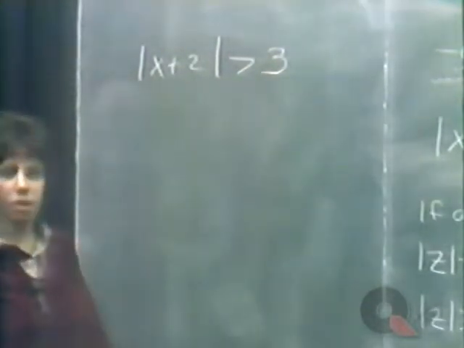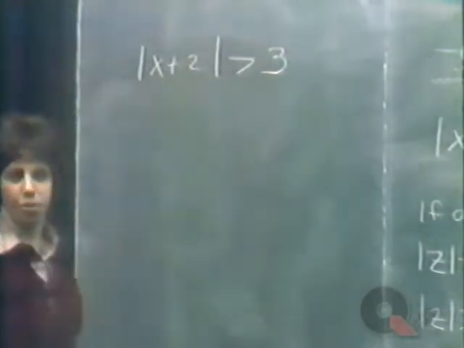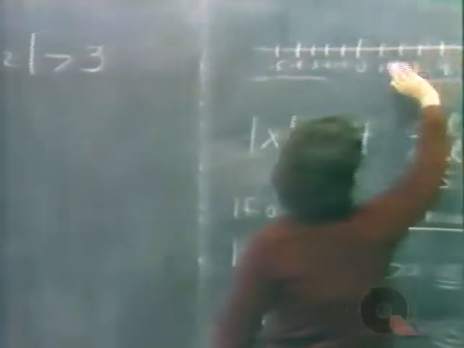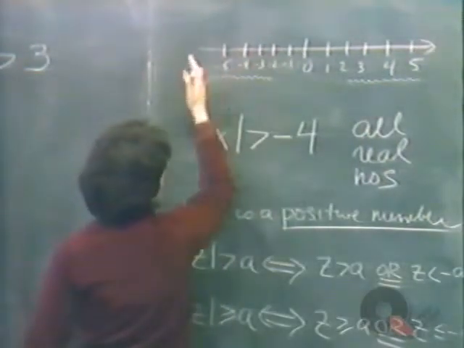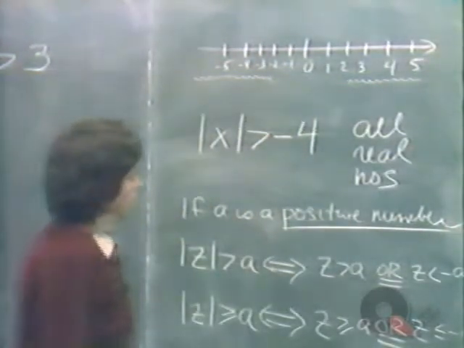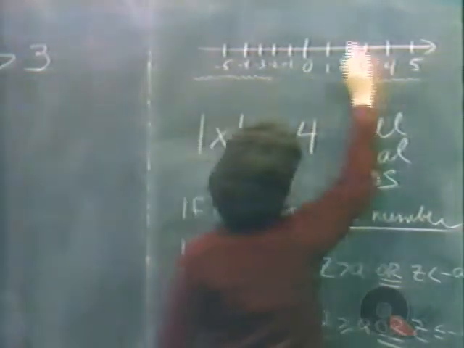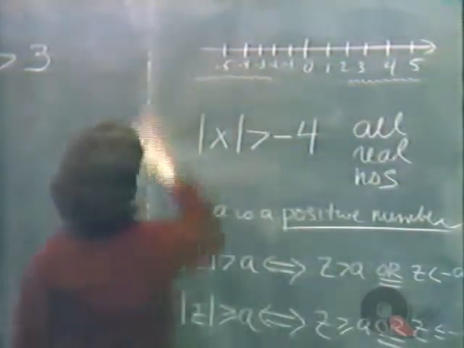x plus 2 is some number, okay? The distance between x plus 2 and 0 is to be greater than 3. That is, either it's going to be bigger than 3, or less than minus 3. Okay, the distance is going to be greater than 3, so the number will either lie to the right of 3 or to the left of minus 3.